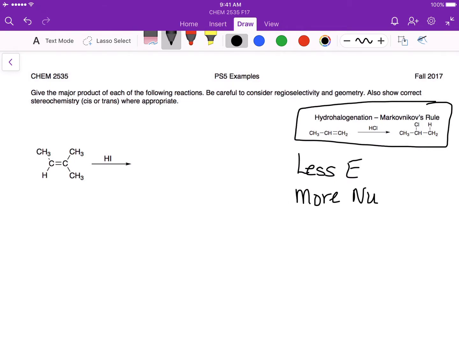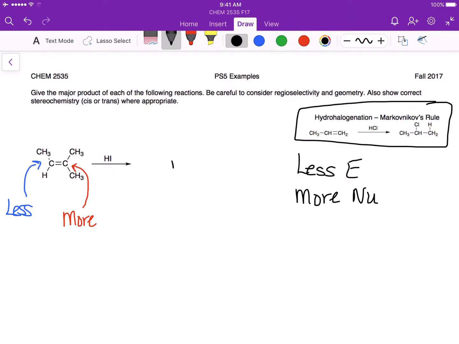So let's identify first our less substituted and more substituted carbons. We look at what's directly attached to our sp2 carbons, and the one on the left has a methyl group and a hydrogen, the one on the right has two methyl groups. So the one on the left here is our less substituted, and the one on the right is going to be our more substituted carbon. So now we just do the reaction.